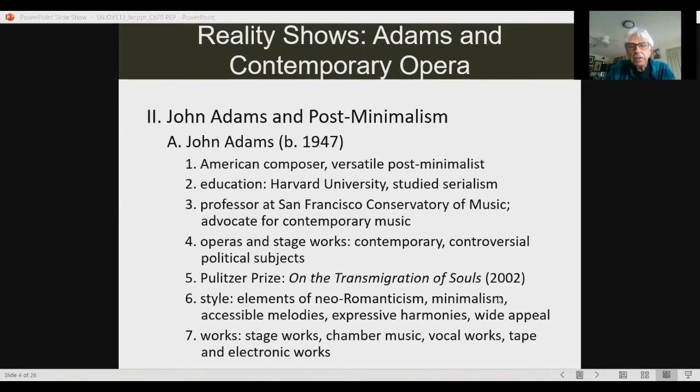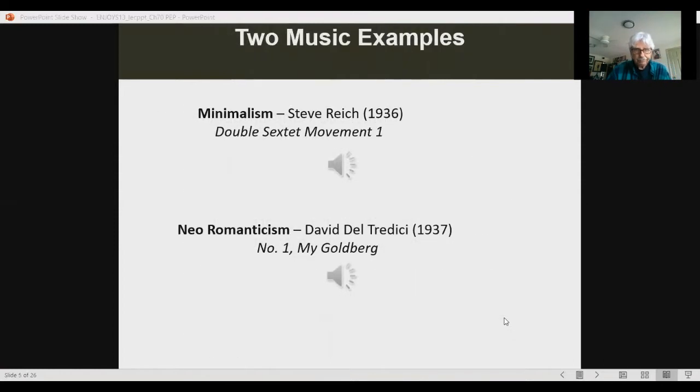What is that? Minimalism. What is that? He has accessible melodies. I think we know what that is. Expressive harmonies. We know what that is. Wide appeal means he's popular. And he has written stage works, chamber music, vocal works, tape, and electronic works.